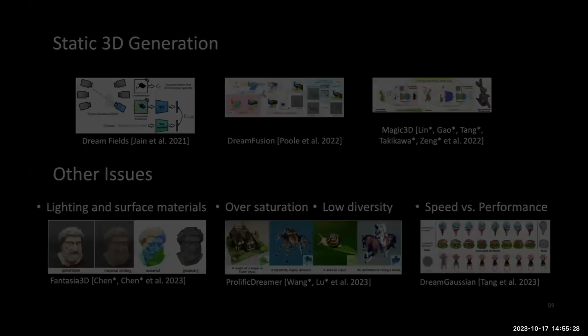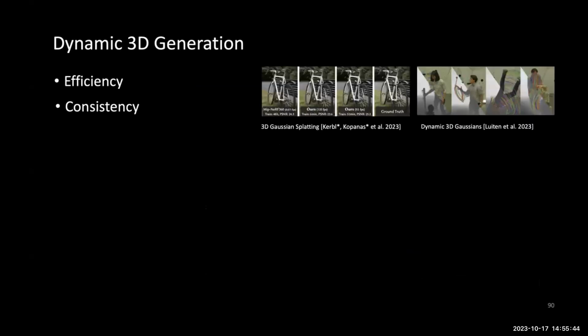And I'm even more interested in dynamic 3D generation. I think this is going to emerge in the coming months or years, and there are lots of issues to be solved within this topic. First is the efficiency and consistency. The biggest difference between dynamic scenes and static scenes is the temporal consistency. And I believe with the current development of, for example, 3D Gaussian splatting and so on, we are able to find algorithms that have higher efficiency with better consistency.